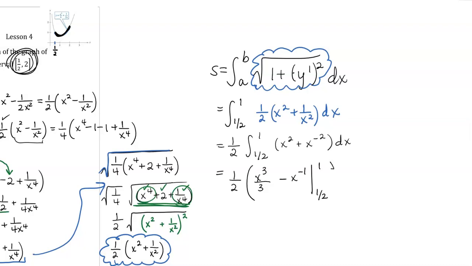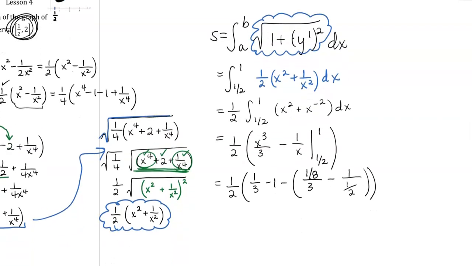Be careful with this 1/2 that's out in the front. It is multiplied by everything that we're going to be getting here because it was in front of the entire integral. So first I'll plug in my upper limit of 1. And I'll just rewrite this x to the negative 1 as 1 over x. Upper limit of 1 gives me 1/3 minus 1. Subtract, plugging in my lower limit of 1/2. 1/2 cubed is 1/8. That's over 3 minus 1 over 1/2 is 2. I could really just write it like that though. 1 over 1/2. That's 2.